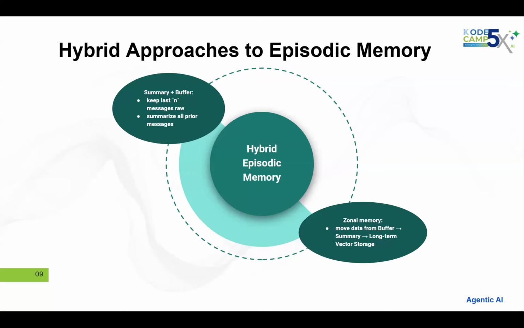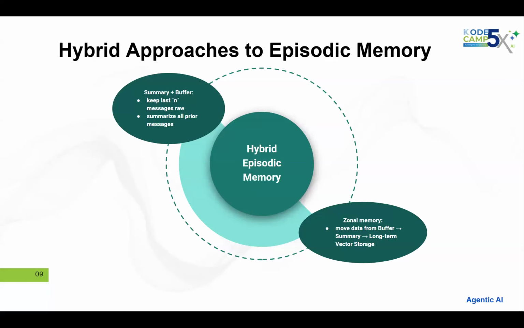So yes, this hybrid approach still is not as token efficient as using only summary memory. It's also not as detailed as using only buffer memory, but the idea is to capture a sweet spot between having adequate detail in your episodic memory, as well as capturing history for a longer duration. So it's still a trade-off.